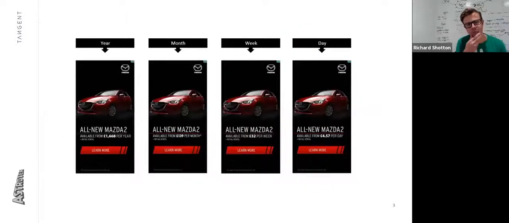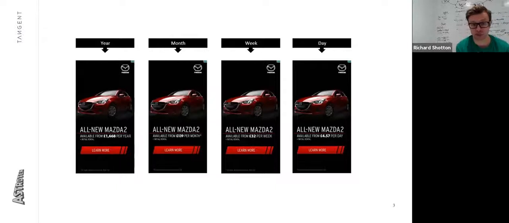I did this experiment about 4 or 5 years ago, and all the data is in the public domain, so no confidences are being broken here. We recruited 500 people and split them into 4 cells, using a technique called monadic testing. The first quarter saw a picture of a car, a description of the car, and then were told its price as a yearly amount.